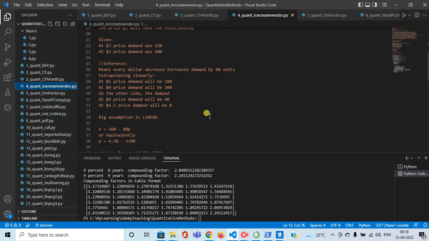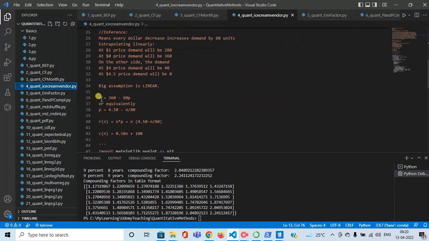So the equation that we get is n equals 360 minus 80 times p. We got 360 as the value for zero price, and minus 80 is the slope of the demand graph, times p, the price. So this is how we get it. The same thing is n equals 360 minus 80p, or equivalently, p equals 4.5 minus n by 80, where we divided by 80. You can do it on paper.